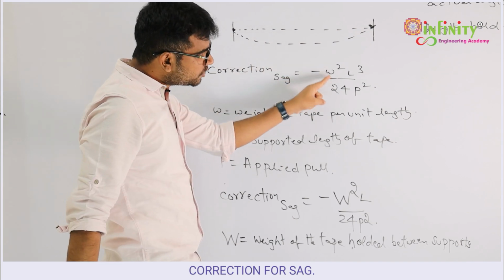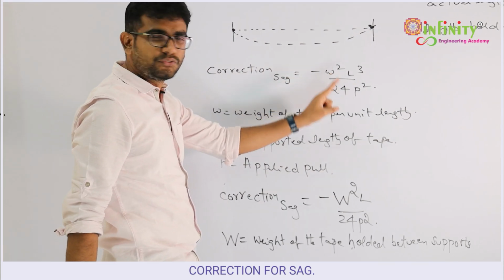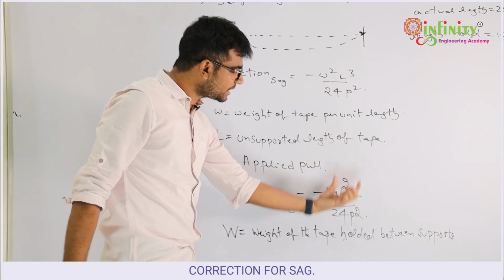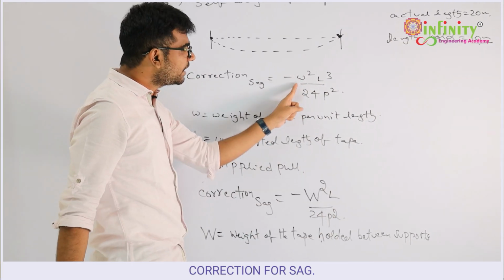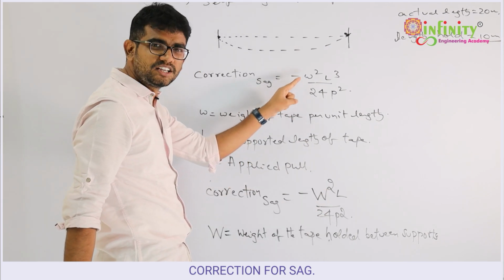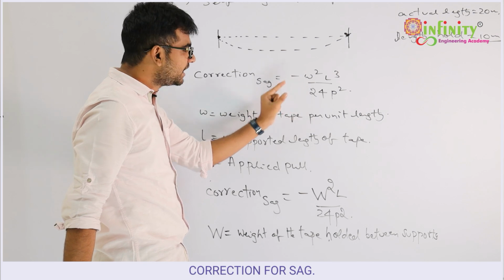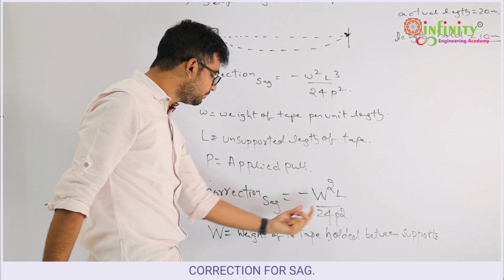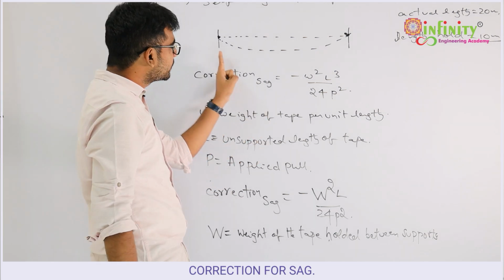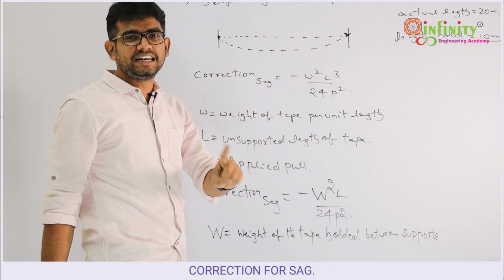So actually you can find these two formulas in different sources. Sometimes you could have seen this formula, sometimes that formula. Both formulas are correct, but remember that when they give small w, that is the weight of the tape per unit length, and when they give capital W, that is the weight of the tape held between the supports. That's the difference. Remember that correction for sag is always negative.